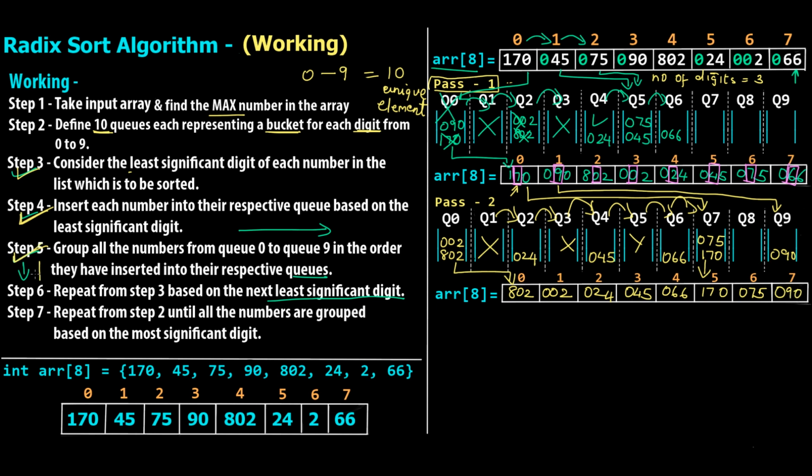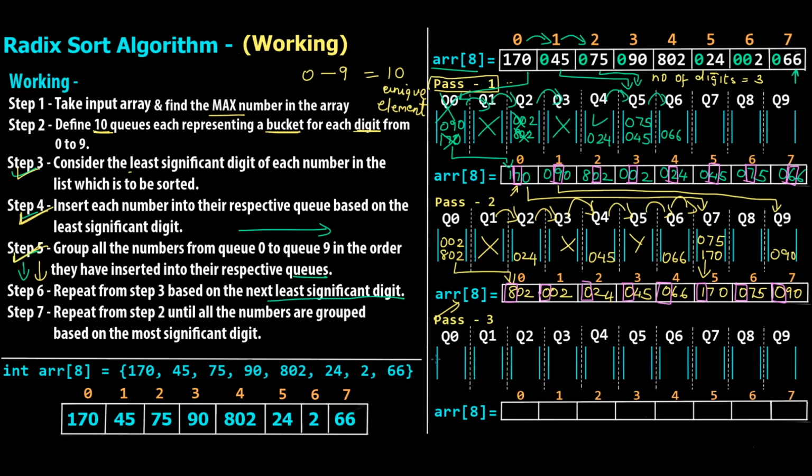Again, step 5 done. We come to step 6. In step 6 again we have to repeat steps 3, 4 and 5 on the next least significant digit. So we still have one digit left, which is the hundreds digit. We just applied this radix sort on the tens place. So we still have one more pass. If you observe this array, it is still not properly sorted. So now we have to sort this array based on the hundreds place. That is this digit, this digit, this digit, this digit, this and this. Okay, so let's do pass 3 and I'll use another green color.